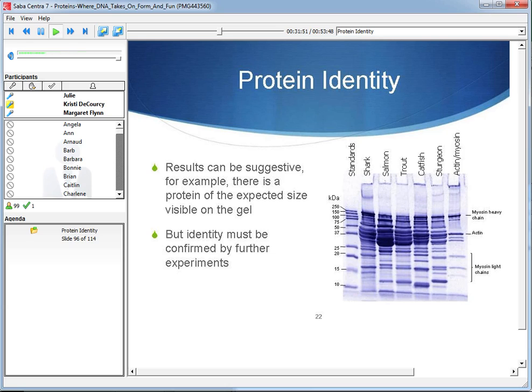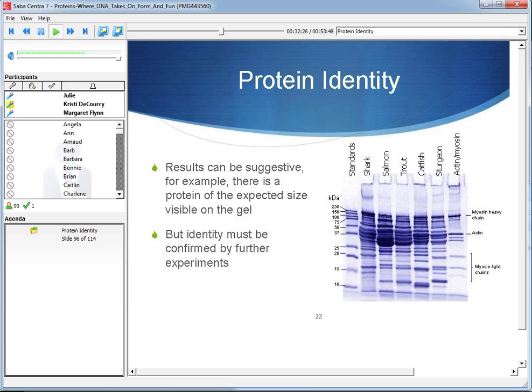Here's another gel, and this one is a fish protein gel. I like this one, and you can have very strong suspicions of what your proteins are. For example, if you look over on the right side of this gel, you'll see the actin standard that's run, and it's about 42,000. And you can look in the other lanes and see that there is another protein that is about 42,000. So you've got a pretty good idea that that is actin at that position. You just can't say it definitively from this.